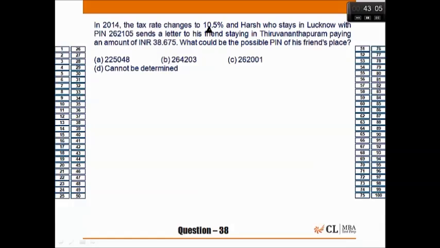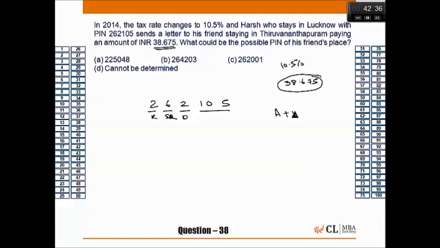The tax rate changes to 10.5%, and Harshu stays in Lucknow with pin code 262105. This is region, sub-region, I think, district and postcode. Sends a letter to a friend staying in Thiruvananthapuram as the amount of 38.675. And 10.5%. So amount plus 10.5% of the amount would be equal to 38.675.